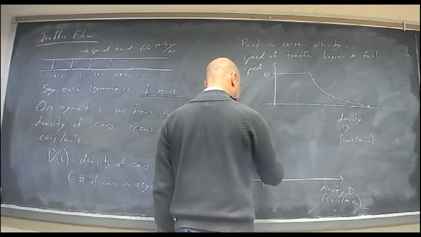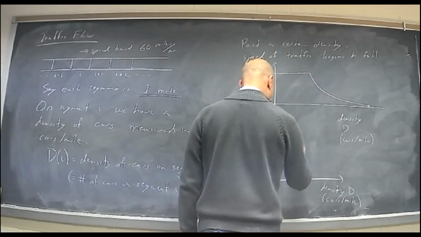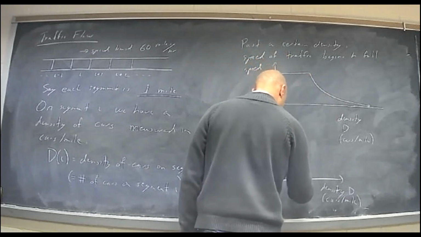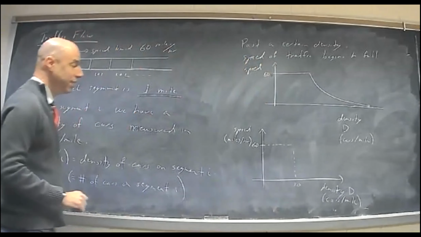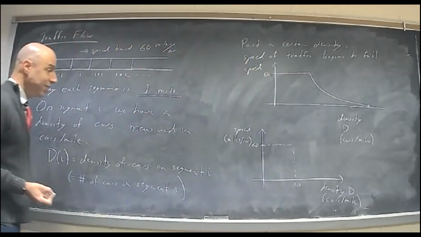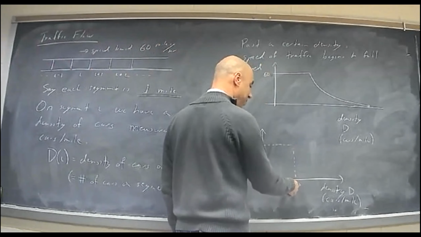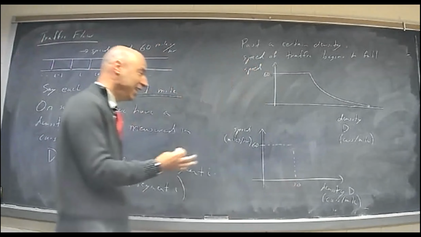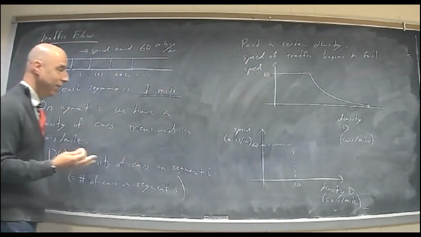It will start at 60, and it will stay 60 up until we have 30 cars per mile. So up until in a 1 mile segment of road, there are 30 cars. That's going to be about 2 seconds of lead time. At 60 miles per hour, if there are 30 cars per mile, we have about 2 seconds of lead time. Slightly less because of the length of the car, but that's not going to be a huge factor.